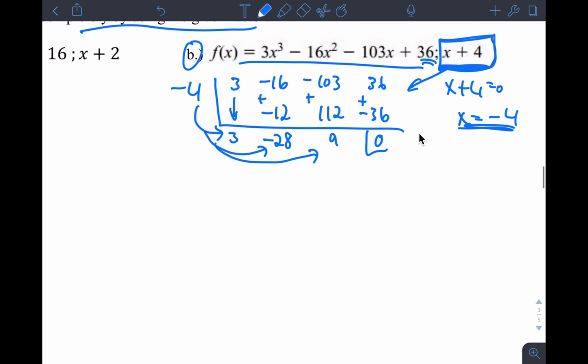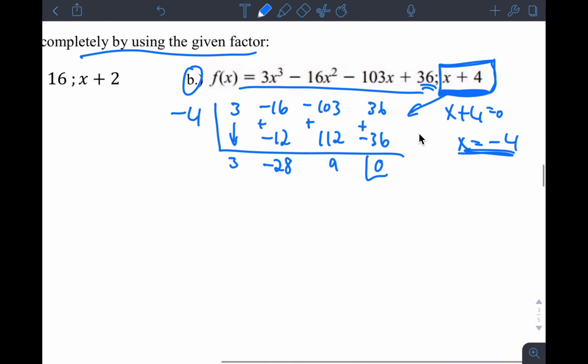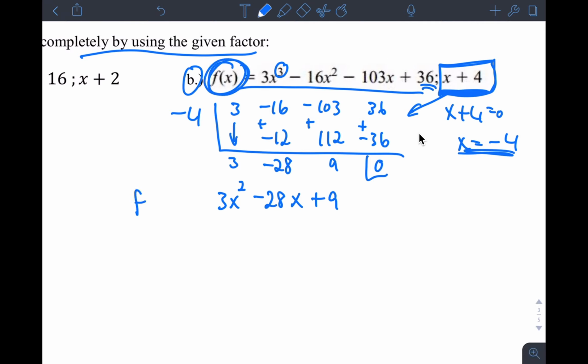Okay, and so what I have here now, that we were talking about earlier too, is that my polynomial started as a cubic. Now my new polynomial I obtained here is a quadratic polynomial, 3x squared minus 28x plus 9. Okay, and if I want to factor this, I have to keep writing f of x equals, and here is the factor I was given. This is the factor I was given. So x plus 4 times the polynomial I obtained after dividing by that factor.